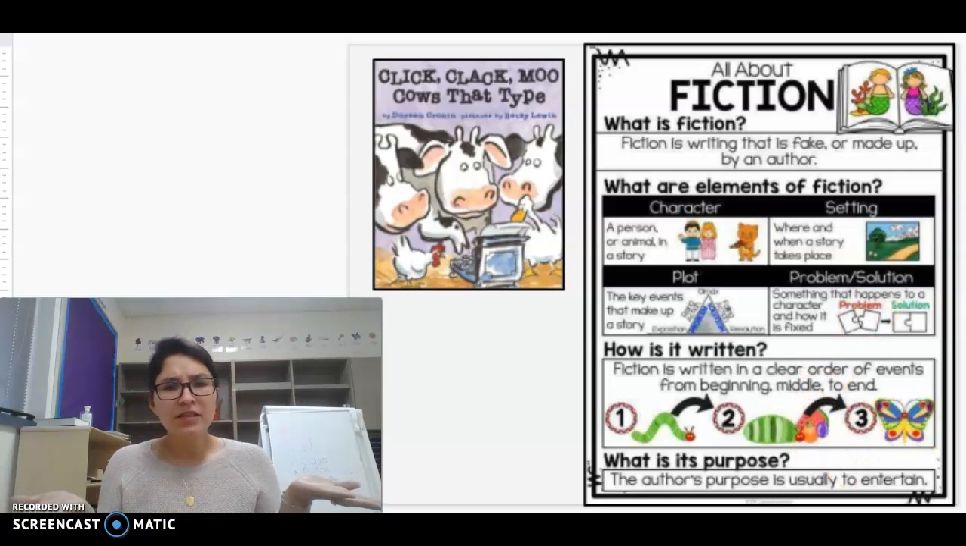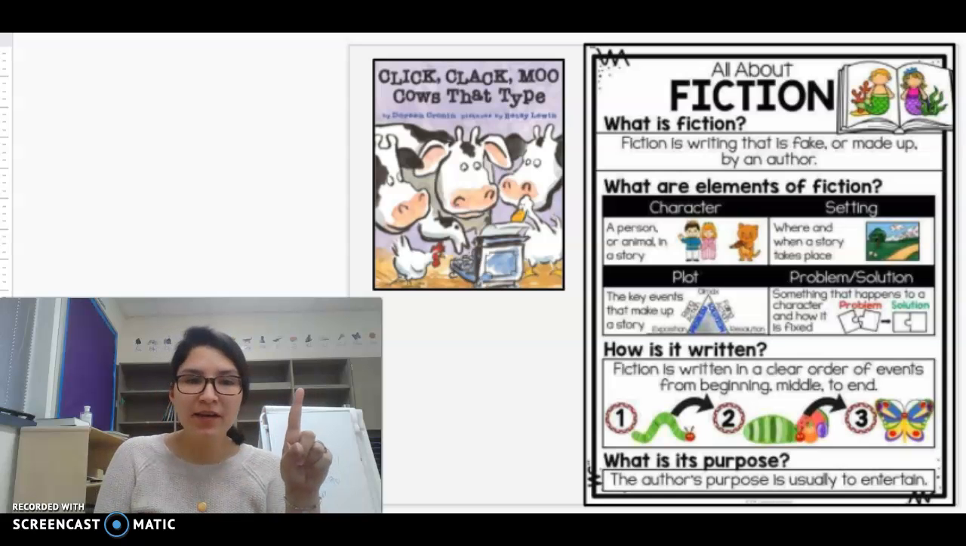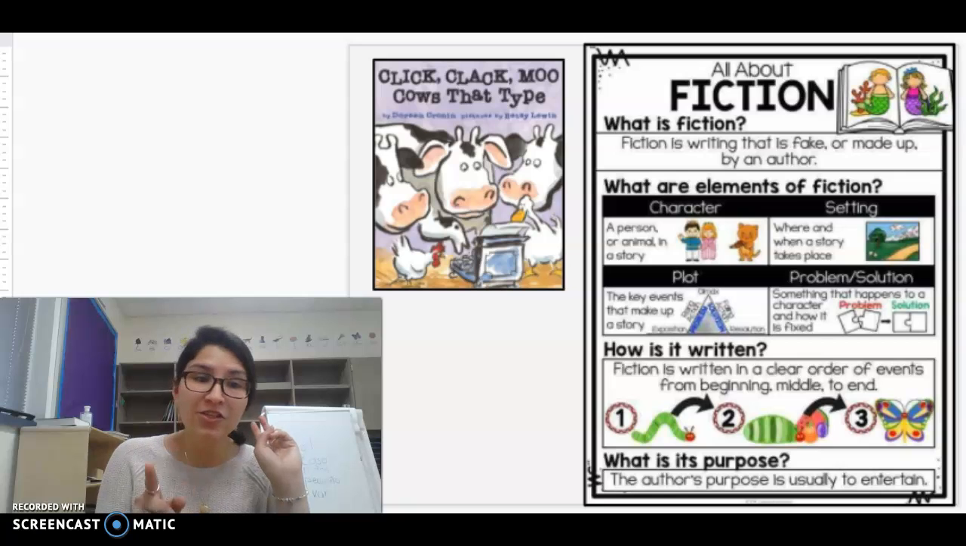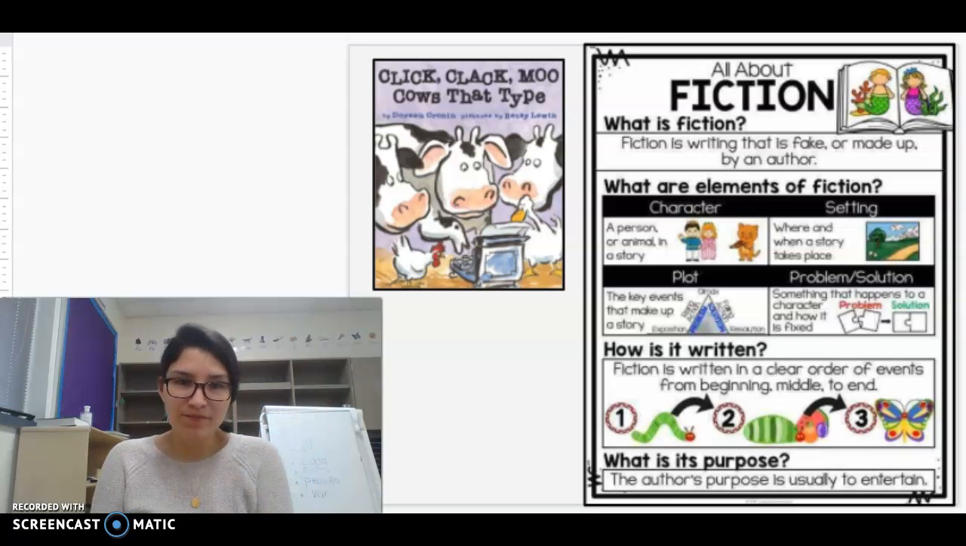What is the purpose for writing these fictional stories? Why does the author write these stories? Remember, think of PIE, P-I-E. P for persuade. The author is trying to convince the reader of something. I is to inform. The author is trying to teach the reader something new or give more information. Or E, entertain. The author wrote the story hoping the reader would enjoy the story. Which one do you think it is? The author's purpose is usually to entertain when we talk about fiction, right?